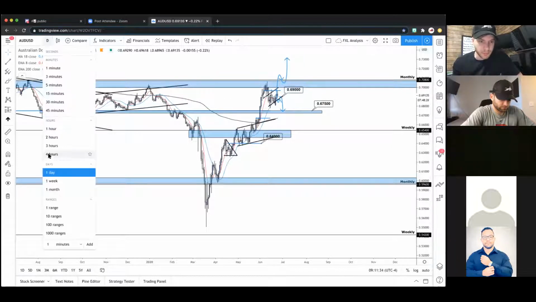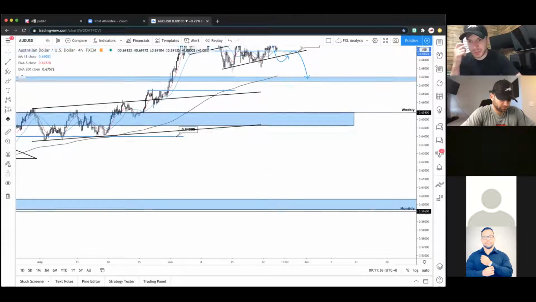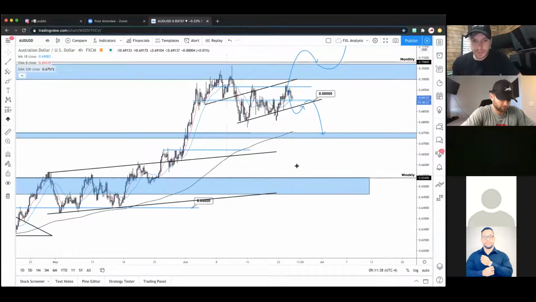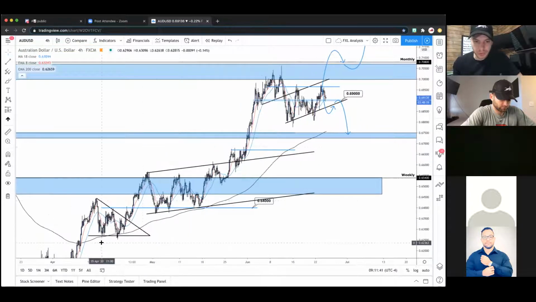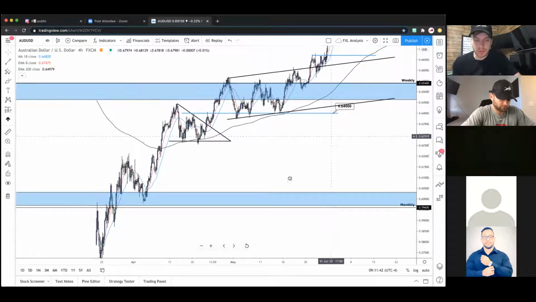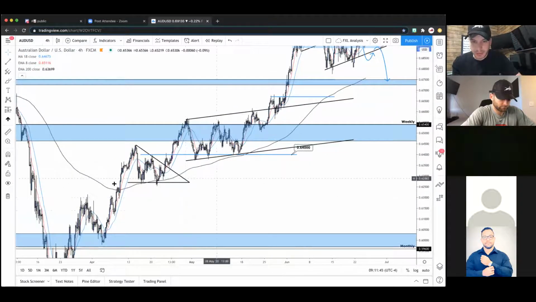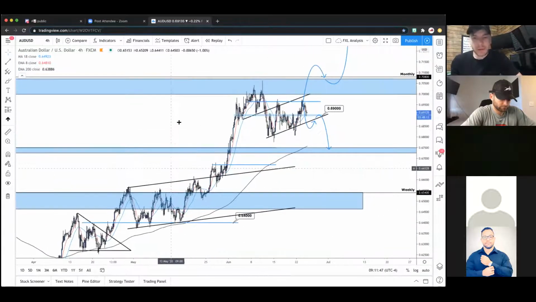So let's drop to the 4-hour and see what more current price action is doing. Very, very strong 4-hour bullish trend. Look at this. Lots and lots of volume, forming good structure, pushing much higher each leg here. So it's very, very strong.